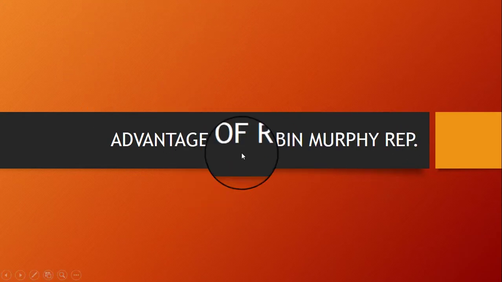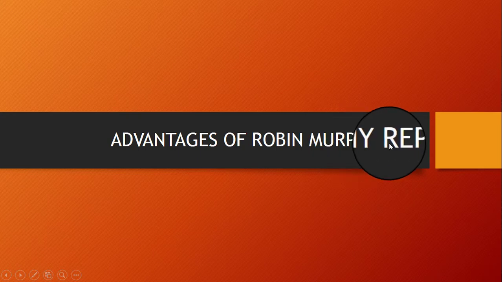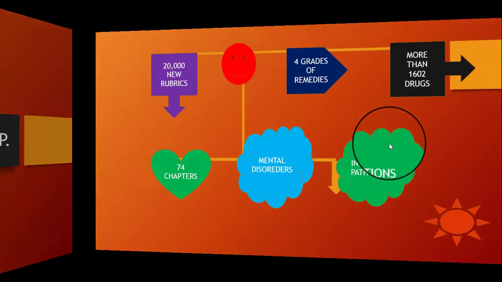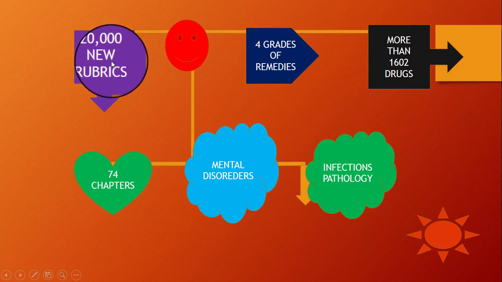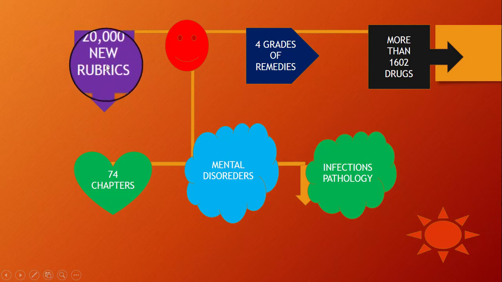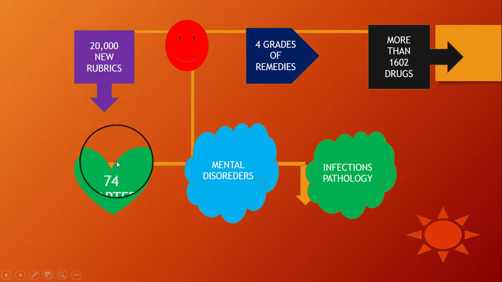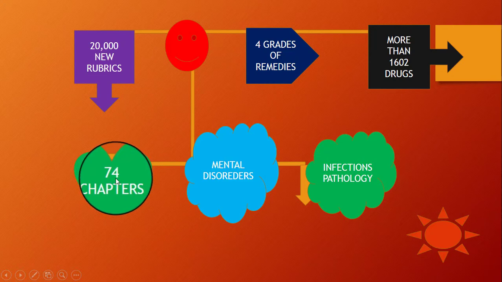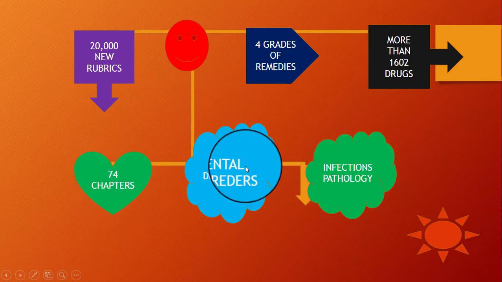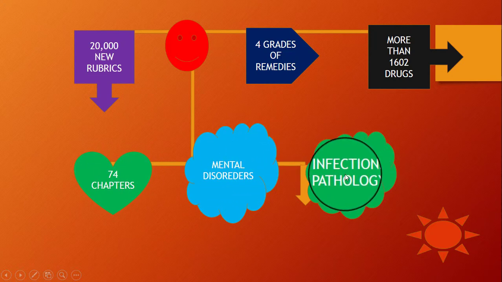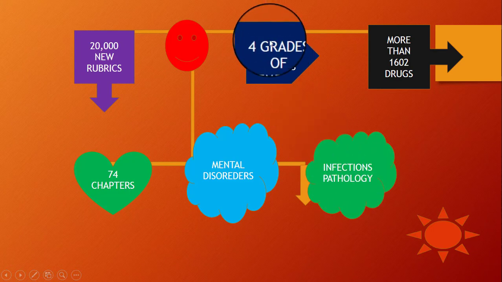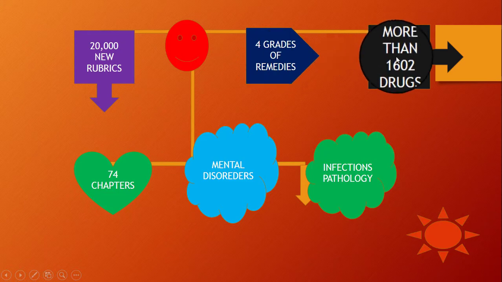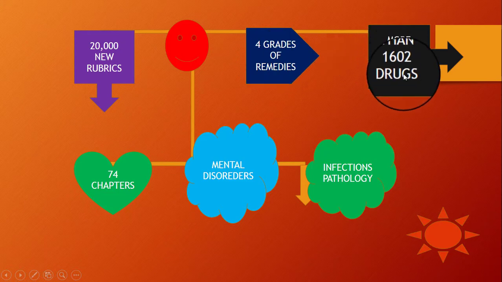Now lastly we'll talk about the advantages of Robin Murphy. This repertory has more than 20,000 new rubrics and 1 lakh new additions. It contains all valuable information from standard homeopathic literature and repertory. It has a total of 74 chapters, alphabetically arranged. It includes mental disorders, infections, and pathologies in modern nomenclature. It follows 4 grades of the remedies. It has more than 1602 drugs.